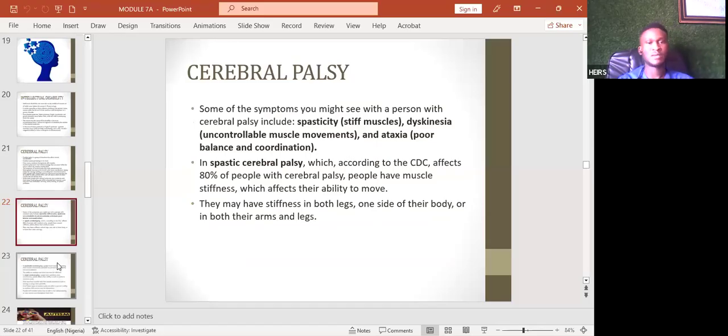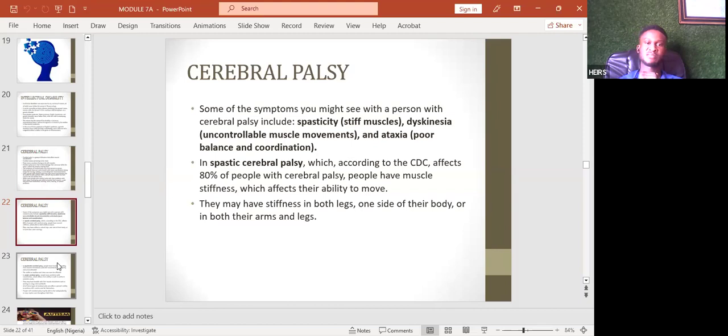Now, some of the symptoms you might see with a person with cerebral palsy include stiff muscles, which they call spasticity. We have dyskinesia, uncontrollable muscle movement, the inability to control their muscles well. And ataxia, that's poor balance and coordination. Again, the words are spasticity, dyskinesia, and ataxia, and the meanings are there.